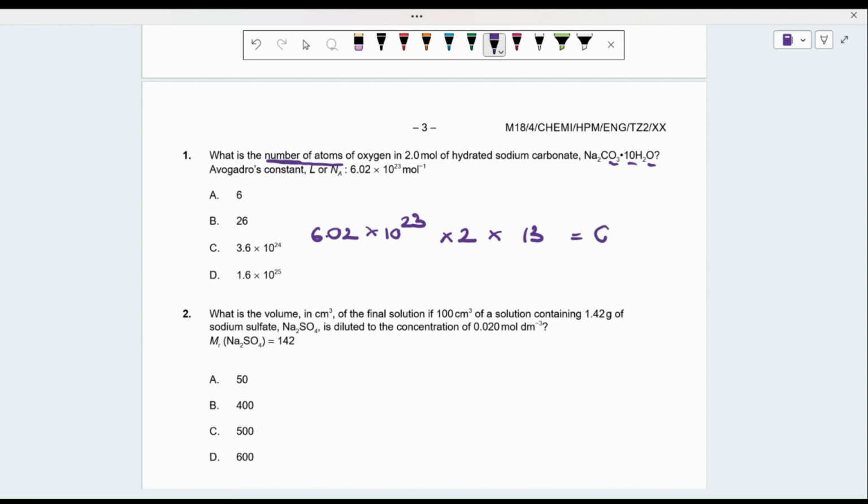So what you'll end up with is the Avogadro's constant times 26. Now what you do to shorten this is 6 times 26. That gives you 156. You know that this will then be converted to 1.56. So out of all the options, it's going to be D.